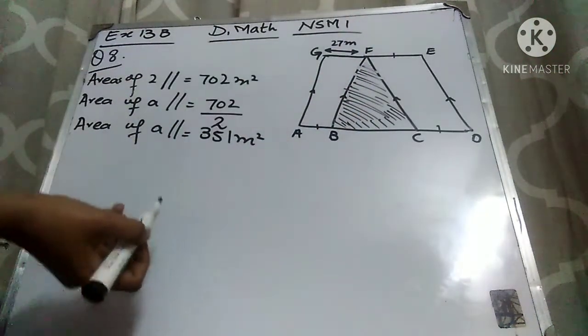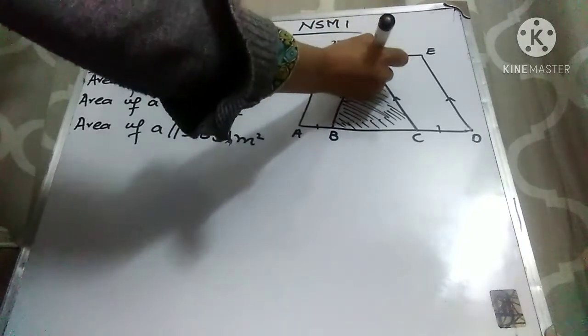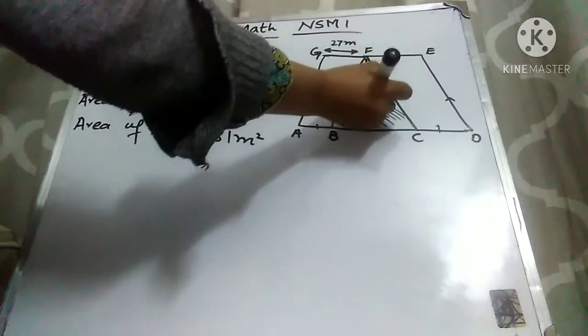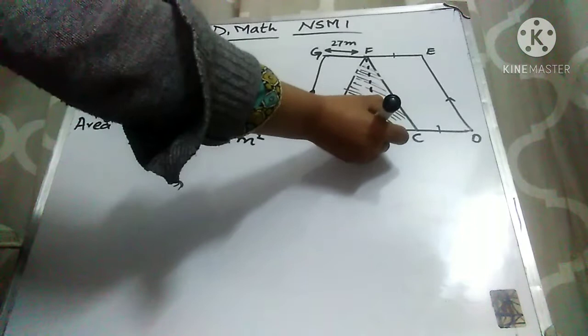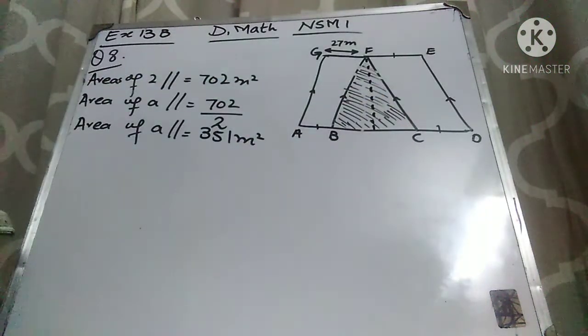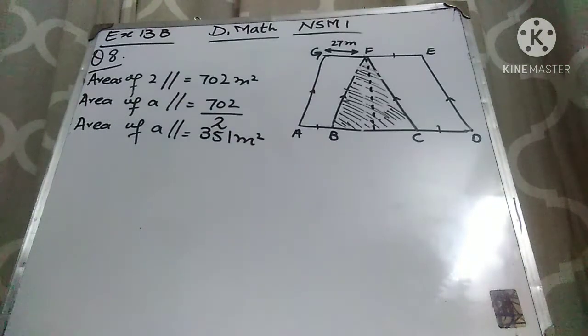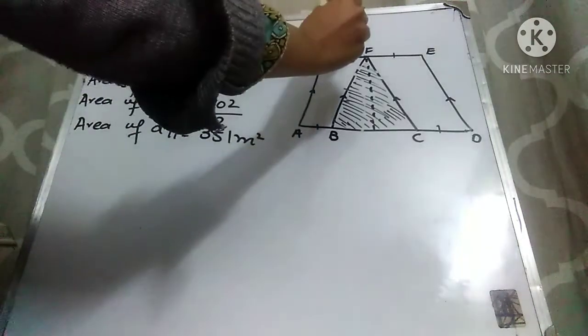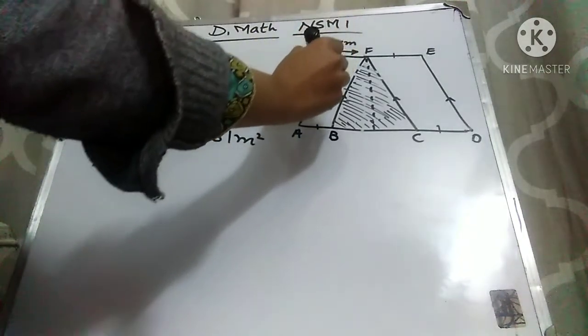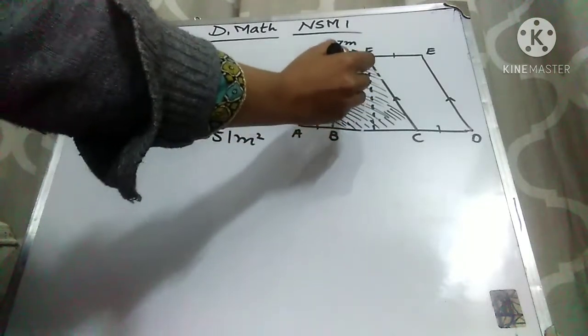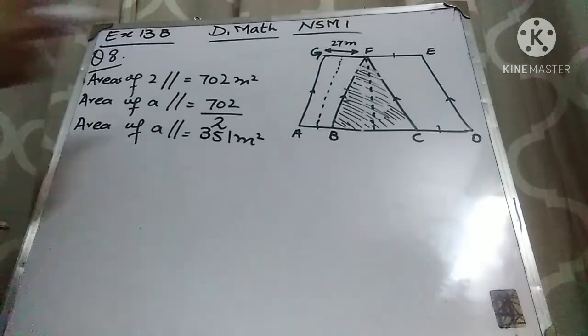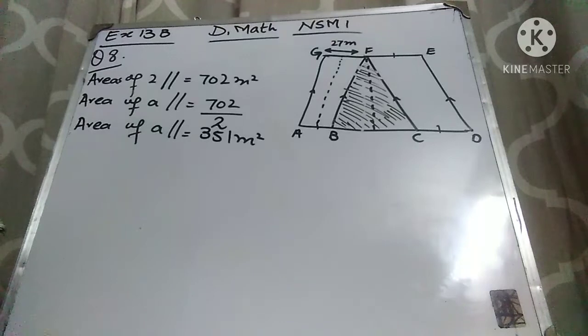Remember that any perpendicular line on a base is the height of that figure. So it means that we have to find out the height. Students, if we know this height, we will know this height too, because these will be equal. So with this parallelogram information, we can find out the height.